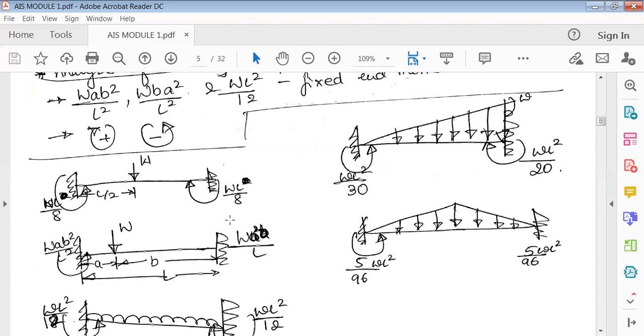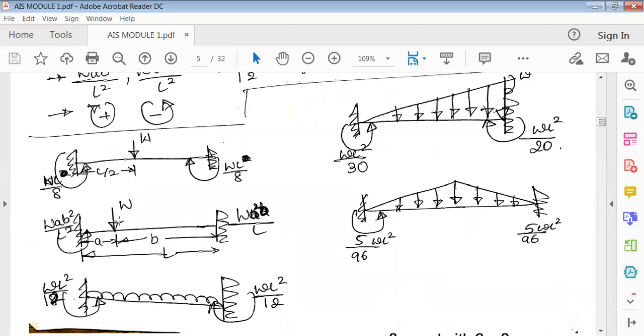Similarly, now if there is a point load which is eccentric, not exactly at the center, eccentric means at a certain distance from either of the supports. You can see here, from the left support it is at a distance A, and from the right support it is at a distance B. In such circumstances, we know that the free bending moment below the load would be maximum. That is called the free bending moment.